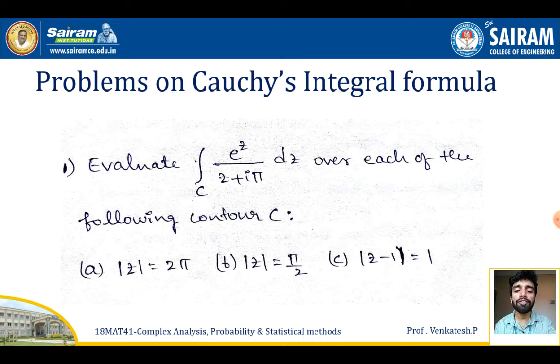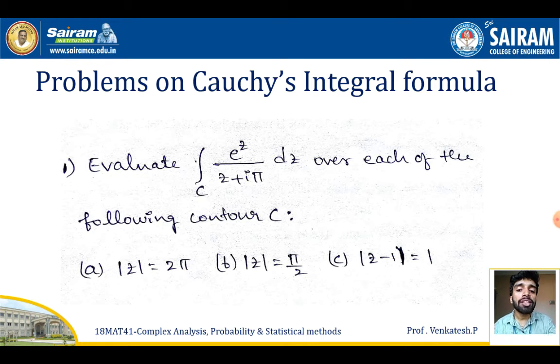So here the first curve, mod z equal to 2 pi, is nothing but a circle with center at 0 and radius 2 pi. The second curve represents a circle with center at 0 and radius pi by 2. The third curve, mod of z minus 1 equal to 1, represents a circle with center at (1, 0) and radius 1.